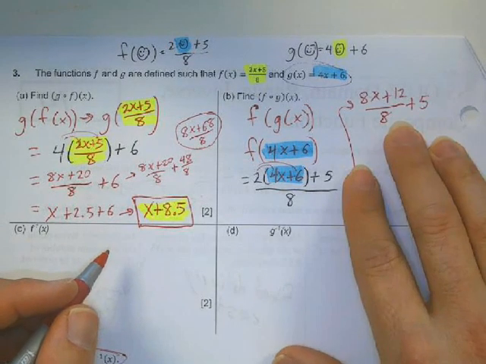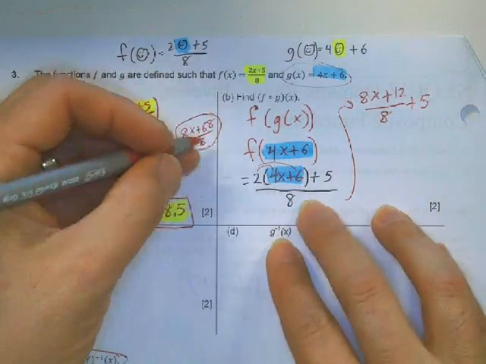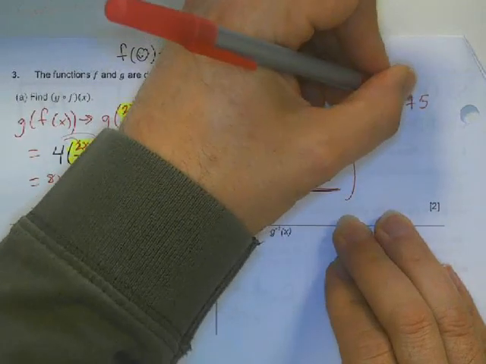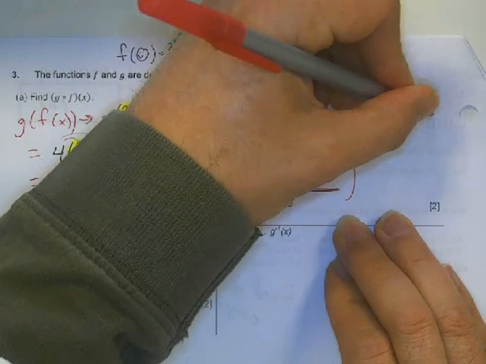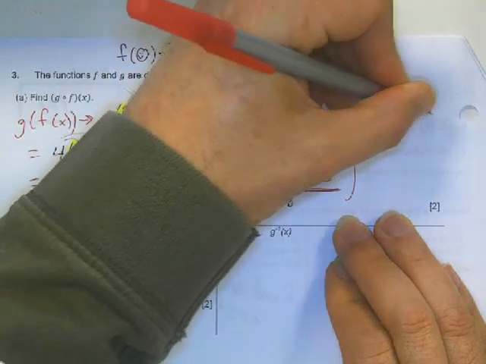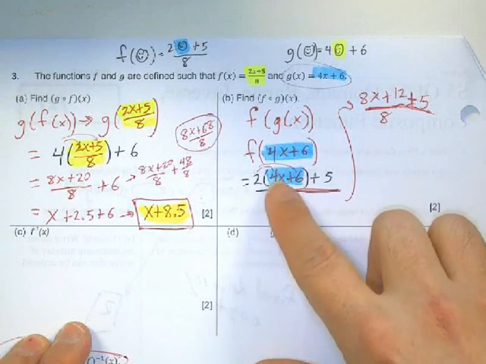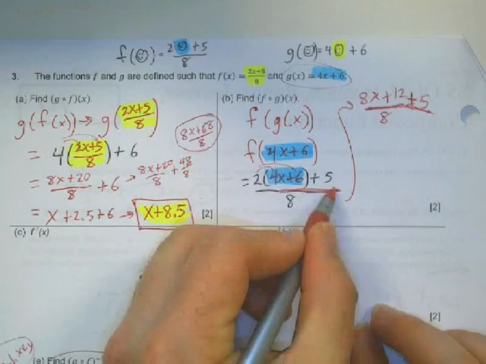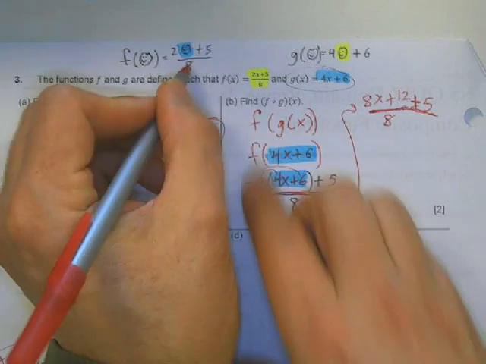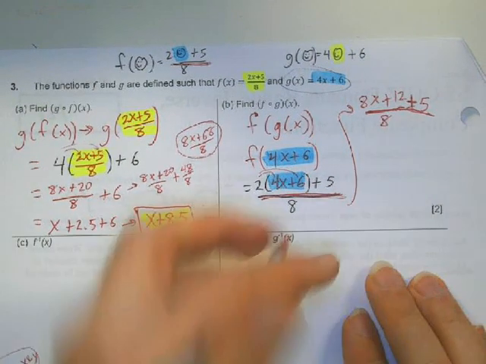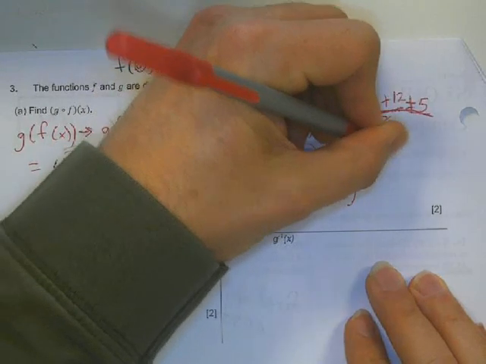Oops. This line goes like that. It includes this plus 5 there. Sorry. Because this line goes like that. So I got 12 plus 5, that's 17. So then we have 8x plus 17 over 8.